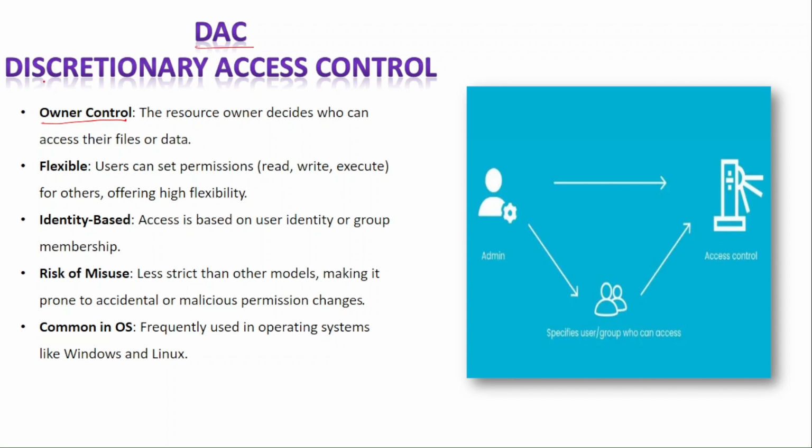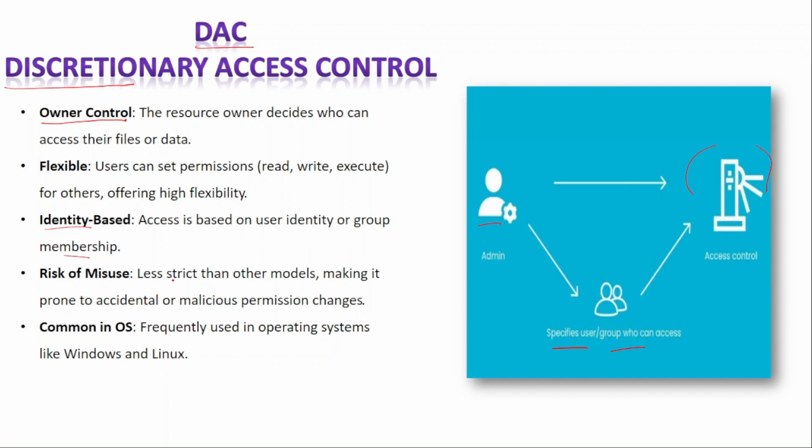As the name indicates, it is at the discretion of the owner to whomever he or she wants to give access to the resources. Such as in this picture, if this admin has this resource, he or she can give access to whichever user or group he or she wants. So it is at the discretion of this admin. It is flexible. Users can set permissions such as read, write, execute for others, offering high flexibility. Identity-based access is based on user identity or group membership.